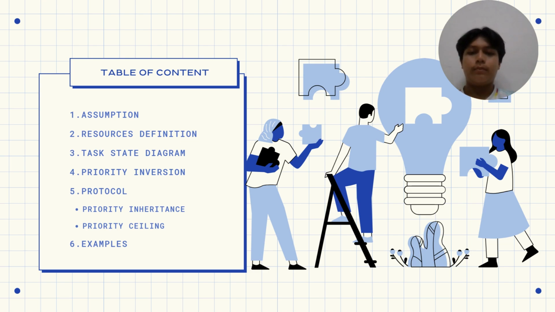So, this is the table of contents that we are going to cover. Firstly, we're going to learn about assumption, and then resource definition, and then task state diagram, priority inversion protocol, which is divided into two, which is priority inheritance and priority ceiling. And lastly, we're going to learn about an example.